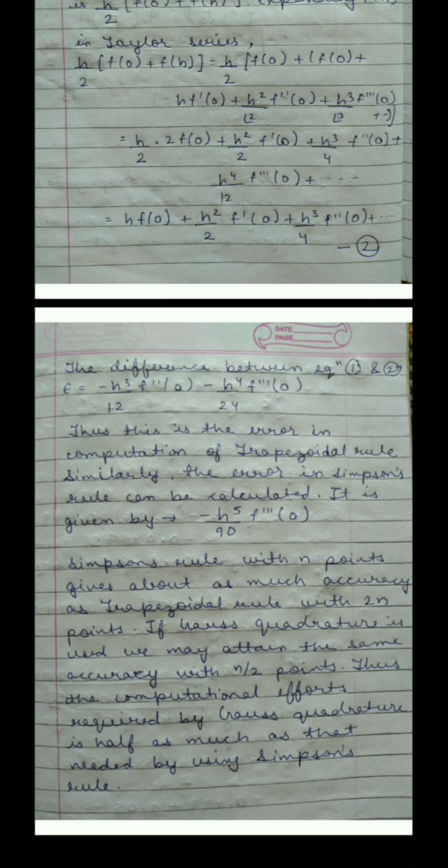Similarly, the error in Simpson's rule can be calculated. It is given by minus h to the power 5 upon 90 f triple dash 0. Simpson's rule with n points gives about as much accuracy as the trapezoidal rule with 2n points. If Gauss quadrature is used, we may attain the same accuracy with n upon 2 points. Thus, the computational effort required by Gauss quadrature is half as much as that needed by Simpson's rule.